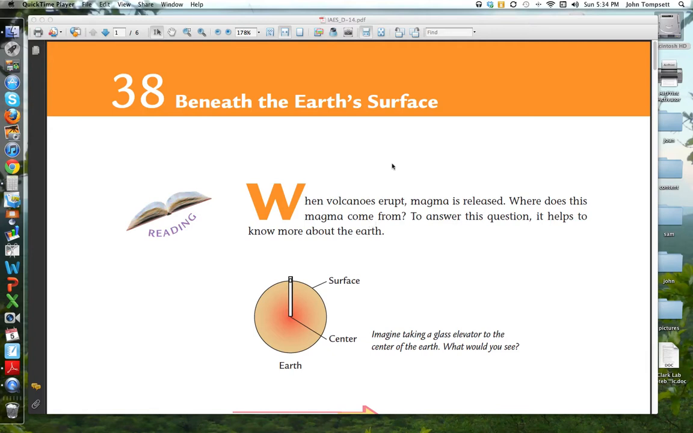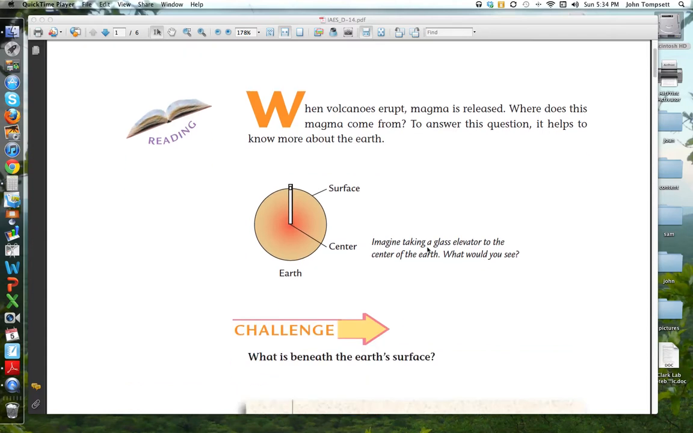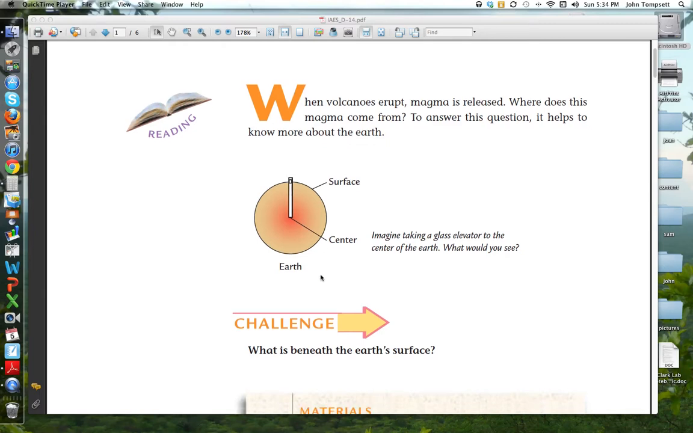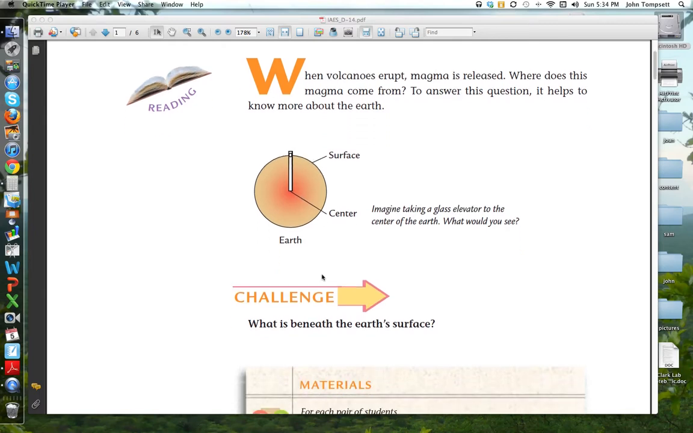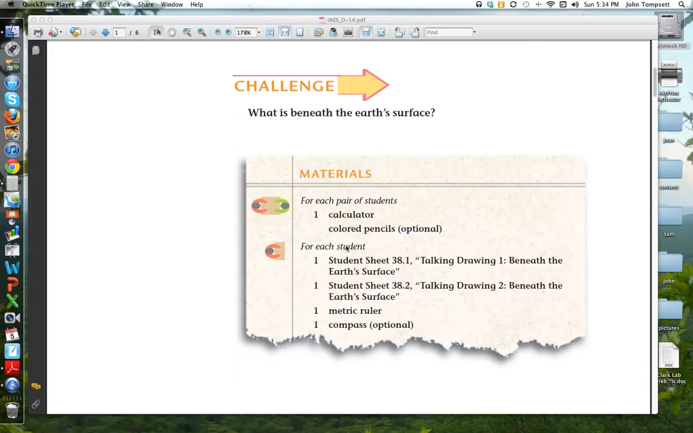So here we go. When volcanoes erupt, magma is released. Where does this magma come from? To answer this question, it helps to know more about the Earth. You can see from this picture, there is the surface, there is the center. This is supposed to represent the Earth. Imagine taking a glass elevator to the center of the Earth. What would you see? Here is that glass elevator. The challenge is, what is beneath the Earth's surface? These are the things that you're going to need.